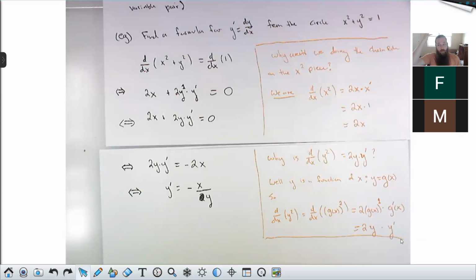So it all depends on what you're considering the independent variable to be, Holly. Here, the independent variable is x. We're differentiating with respect to the variable x. That's why this notation is important, the d dx. It tells you what your independent variable is. So this thing differentiates like normal, but this thing differentiates using the chain rule.